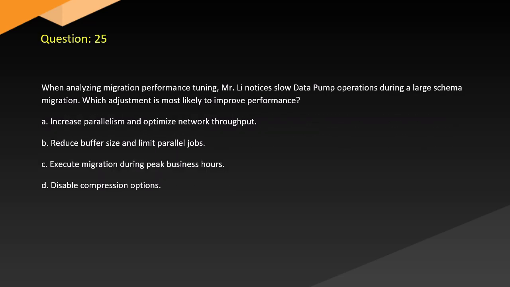Question 25. When analyzing migration performance tuning, Tony notices slow Data Pump operations during a large schema migration. Which adjustment is most likely to improve performance? A. Increase parallelism and optimize network throughput. B. Reduce buffer size and limit parallel jobs. C. Execute migration during peak business hours. D. Disable compression options.